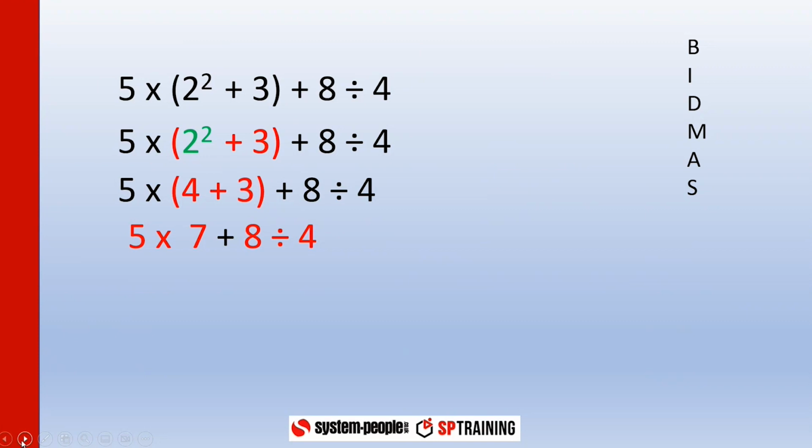And now we've worked out the bracket, we go down the list. We've got a division, 8 divided by 4, and we've got a multiplication, 5 times 7. So we work out both of those before we do anything else. So we've got 5 times 7, which is 35, and 8 divided by 4, which is 2. And then if we work down the list again, we just have an addition here. 35 plus 2 is 37. So our answer is 37.